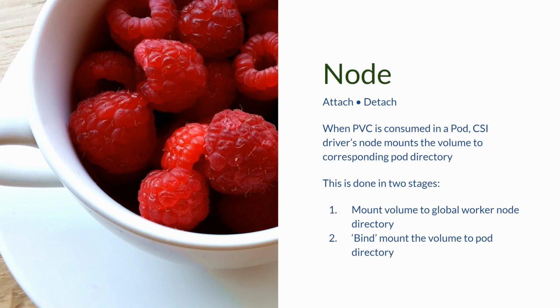So similarly, once the volume is created and attached to a worker node, it has to be mounted on the worker node to the pods. This is generally done in two stages, and I will explain why. The first step is to mount the volume to a directory that is global to all pods inside the worker node. And then the second step is to do a bind mount of the same mounted volume to a pod directory. So why is it done in two stages?